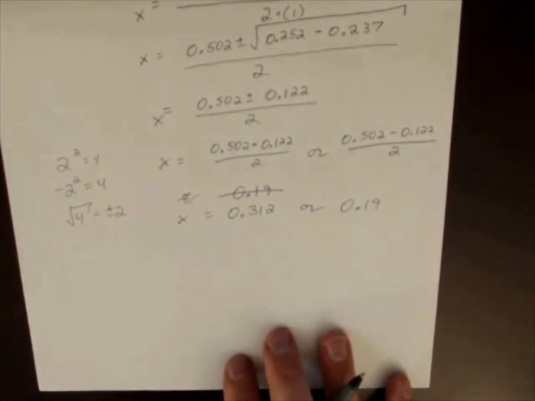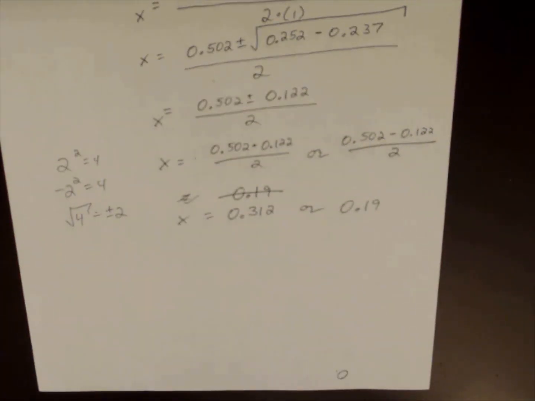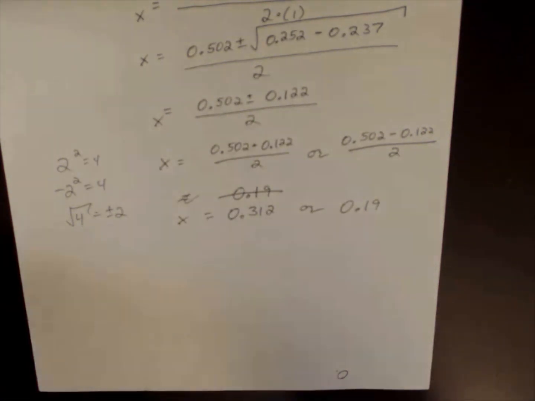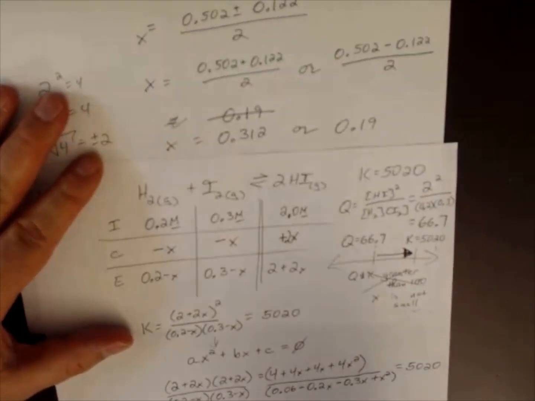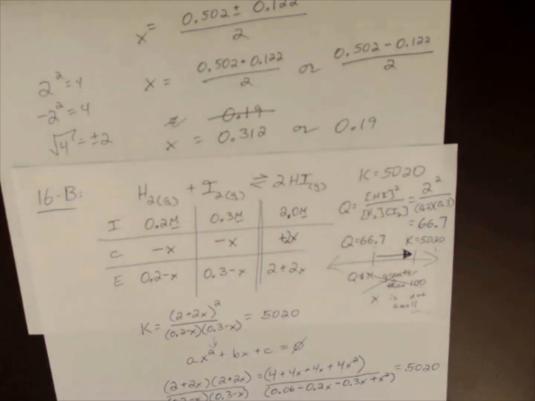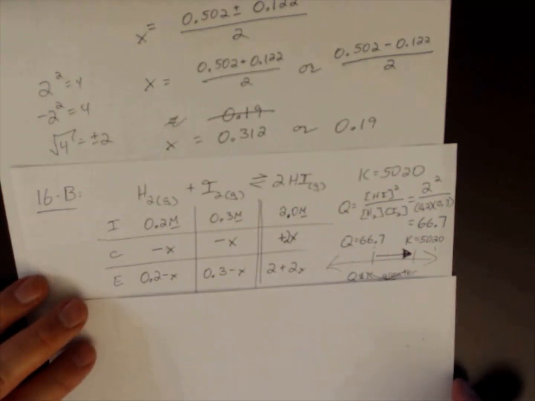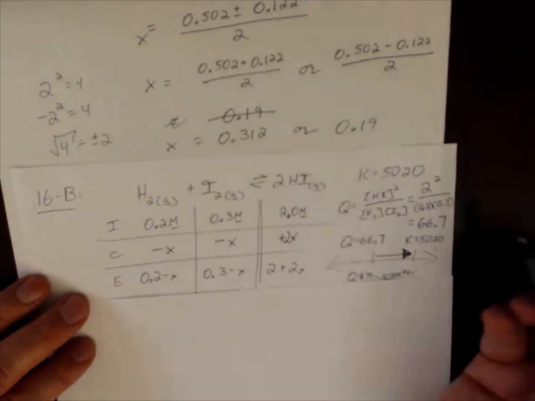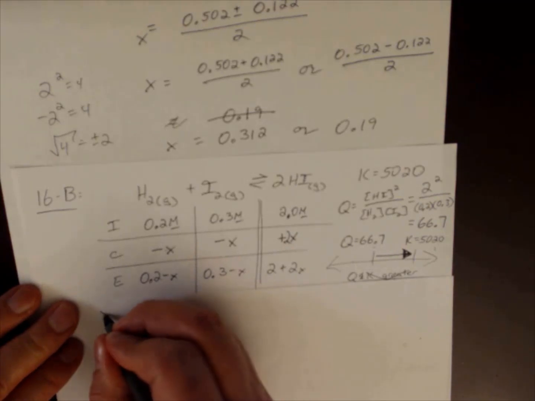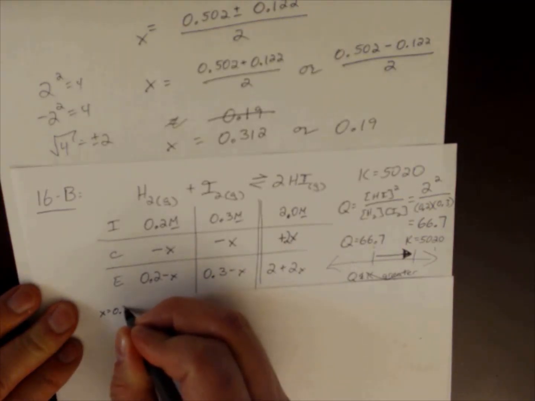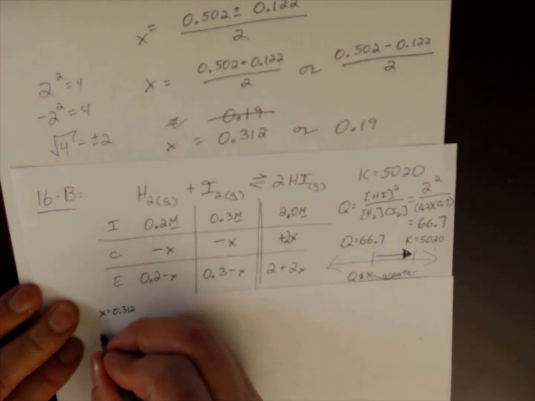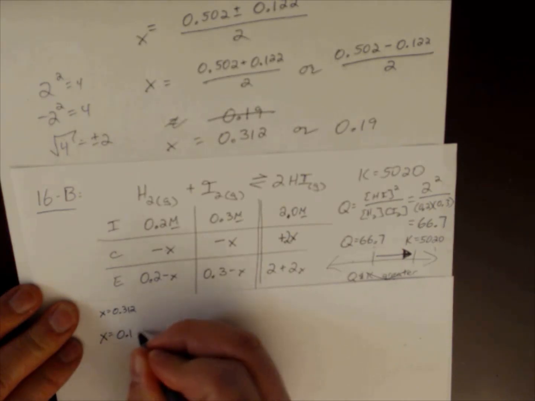So now I have to go back to my ICE diagram, which I had somewhere. I had it right here, and I need to basically start over, and I need to put in these two possibilities. So let's say x equals 0.312, or x equals 0.19.